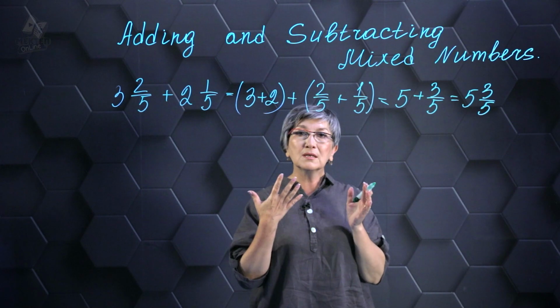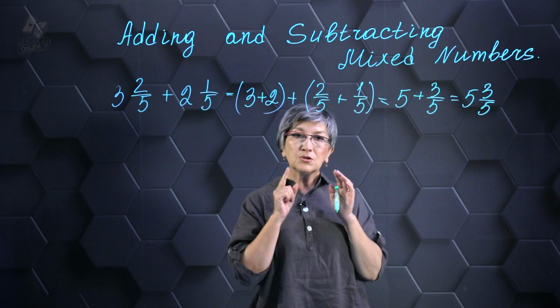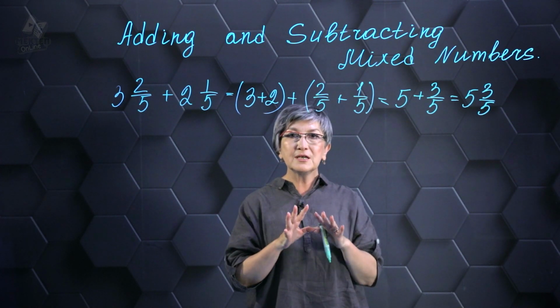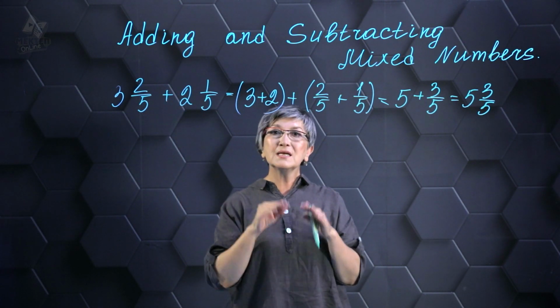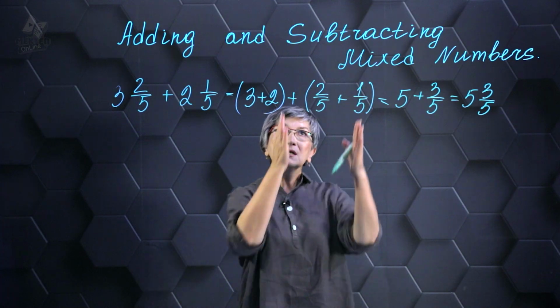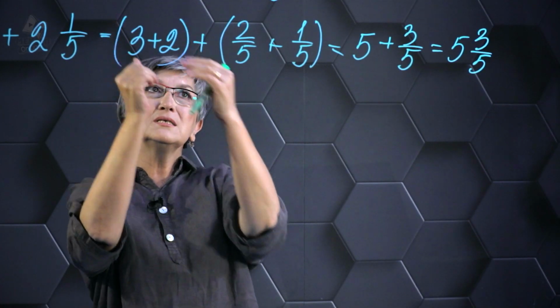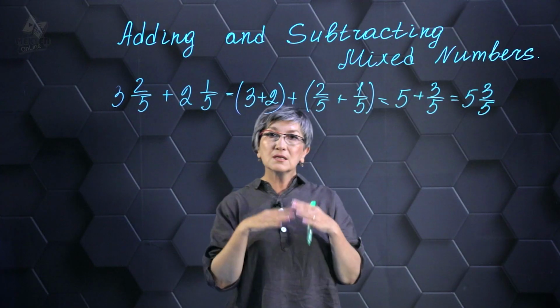Here's the algorithm you should use. Just like when adding and subtracting ordinary fractions, you pay attention to the denominator first, and then add the whole part separately and add the fractional part separately.